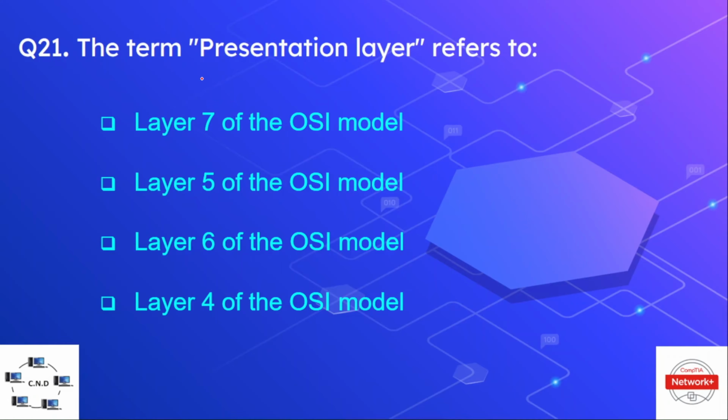Question number 21 is: the term presentation layer refers to which layer number? And the options are layer 7, layer 5, layer 6, or layer 4. And the correct option is layer 6. Layer 5 is session, layer 7 is application, layer 4 is transport.